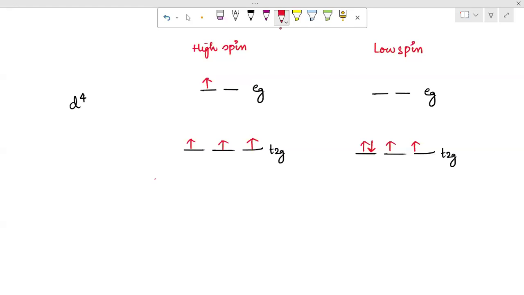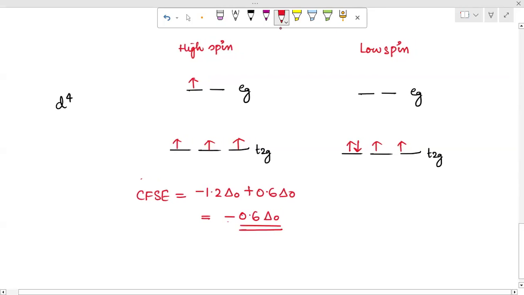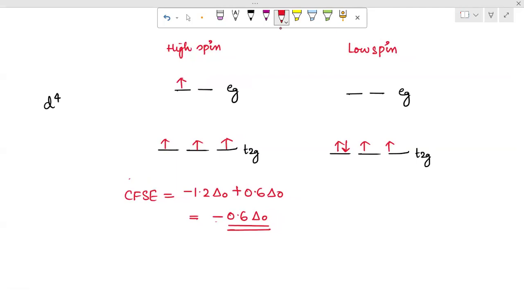So what are the CFSEs? Over here, the CFSE is equal to, you have 3 at the bottom, minus 1.2 delta O, plus 2 in eg, corresponding to plus 0.6 delta O. That is equal to minus 0.6 delta O. No pairing. But in the low spin d4, pay attention. You have CFSE equal to minus 0.4 into 4, which is minus 1.6 delta O, plus 1 pairing energy.